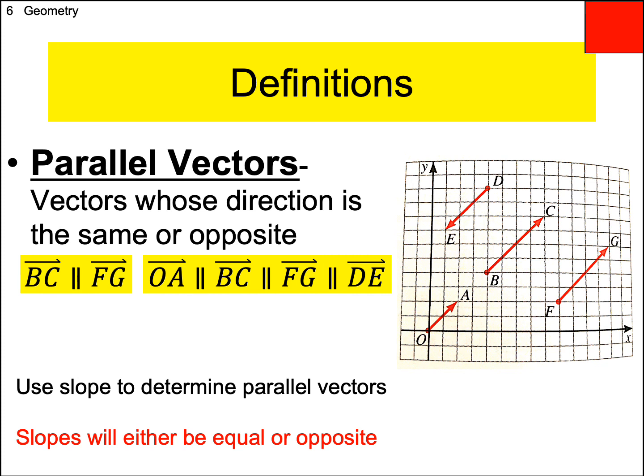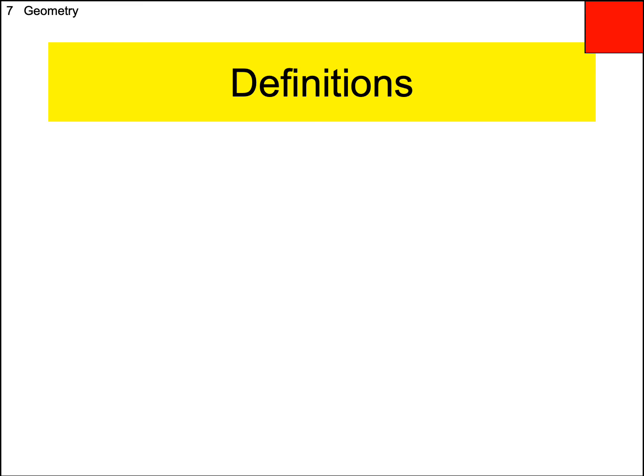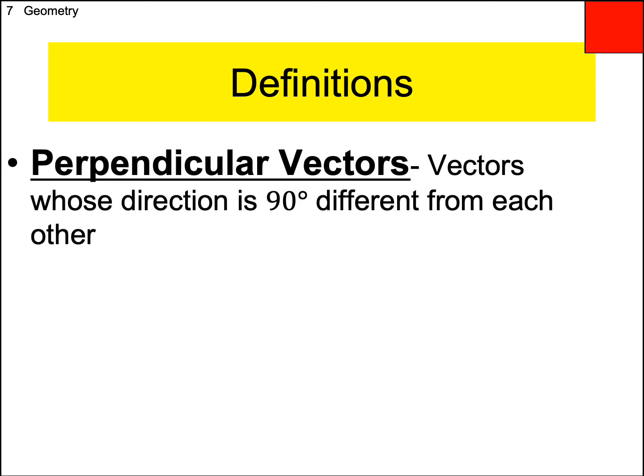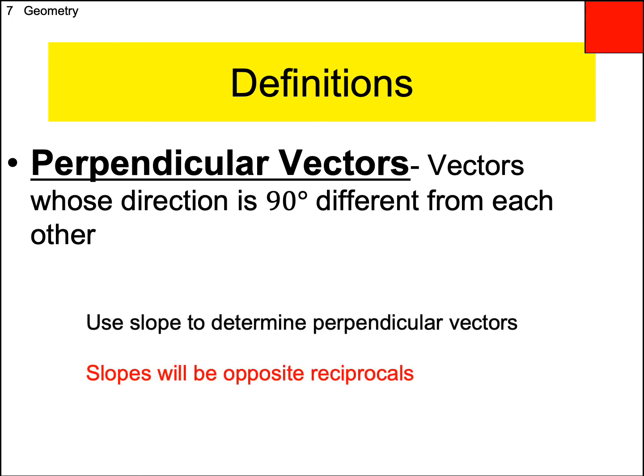Okay, does that kind of make sense? All right, so that takes care of parallel vectors. Guess what the next one will be? Yeah, that's right, perpendicular vectors. And it's going to be the same drill. Perpendicular vectors are vectors whose direction, notice it doesn't say magnitude, direction is 90 degrees different from each other. In other words, they're perpendicular. And we're going to find this out exactly the same way with slopes. If the slopes are opposite reciprocals of each other, then the vectors are perpendicular, or at right angles to each other.